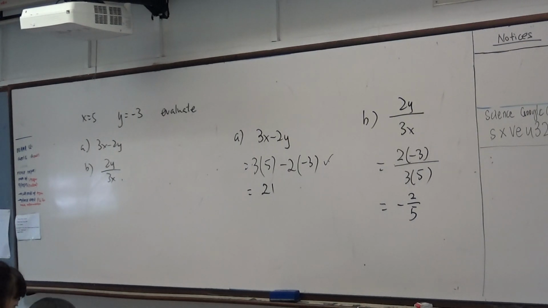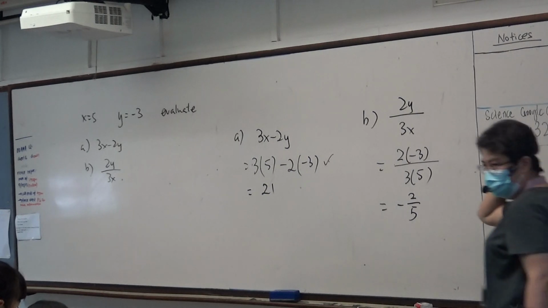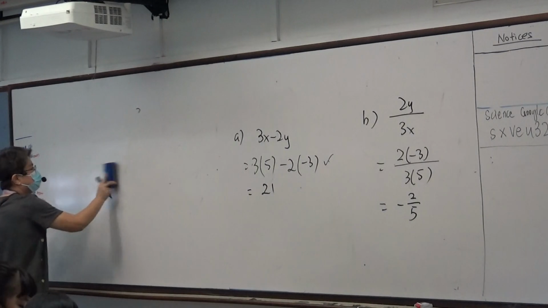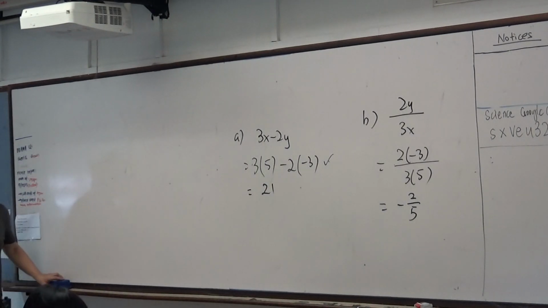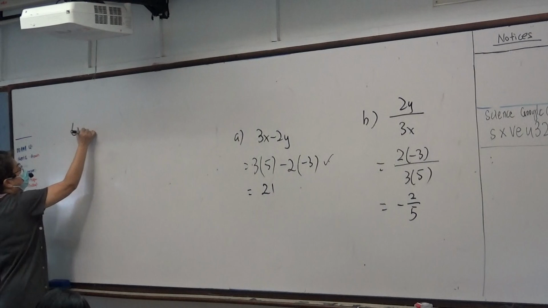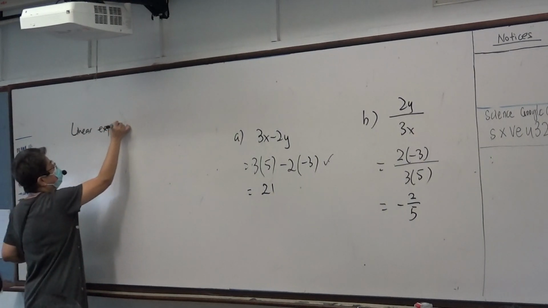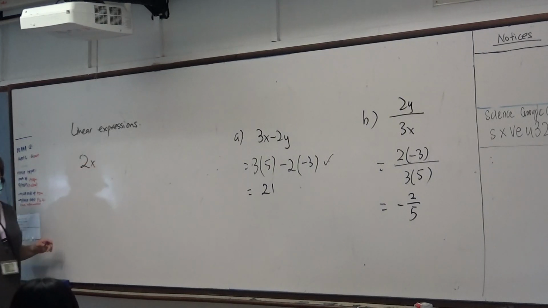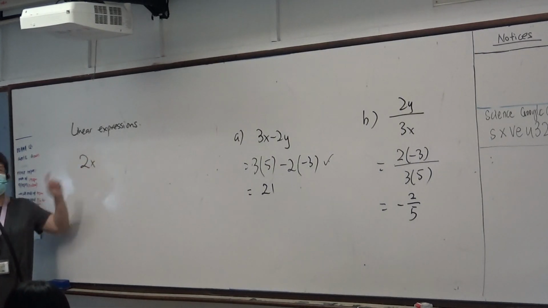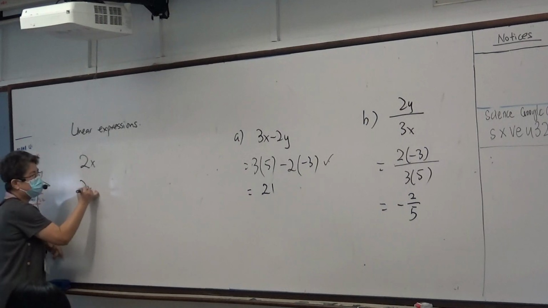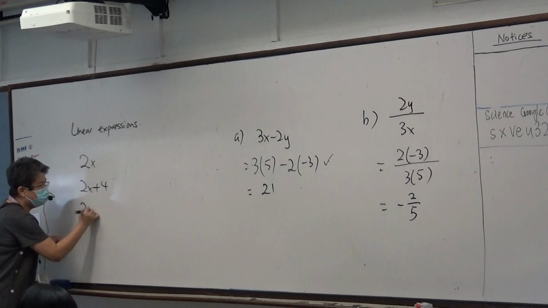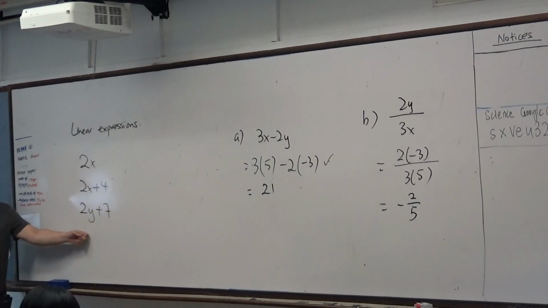Do you understand? So try and give it in fraction. Okay, now next, I'm going to talk about linear expressions. Just for your information, no need to memorize. Linear expressions will be things like 2x. Can you see this one? Only got x, don't have power. Or 2x plus 4, which is also linear. It can also be 2y plus 7, also linear, because only got one variable, without power.